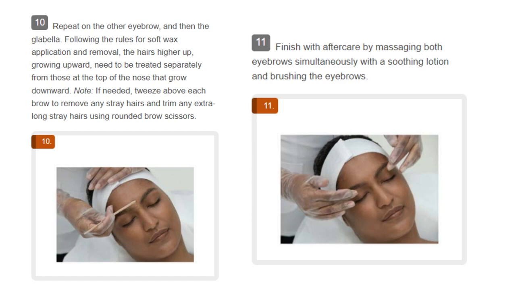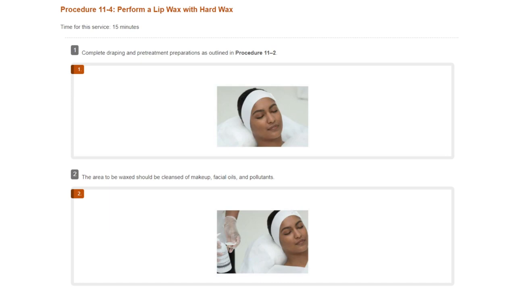Note, if needed, tweeze above each brow to remove any stray hairs and trim any extra long stray hairs using rounded brow scissors. 11. Finish with aftercare by massaging both eyebrows simultaneously with a soothing lotion and brushing the eyebrows. Procedure 11-4. Perform a lip wax with hard wax. Time for this service, 15 minutes.